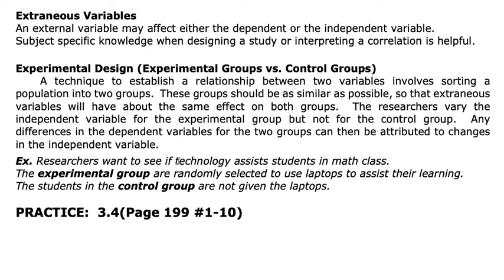So researchers want to see if technology assists students in math class. The experimental group are randomly selected to use laptops to assist with their learning. The students in the control group are not given laptops. So if there was an improvement in some standardized tests such as EQAO, then the difference in the two groups, if there was one, would then be attributed to this change in that independent variable.